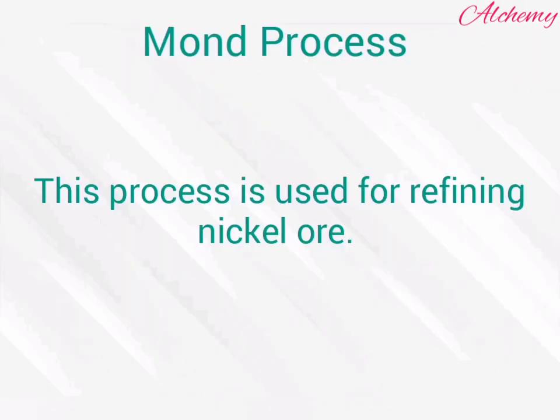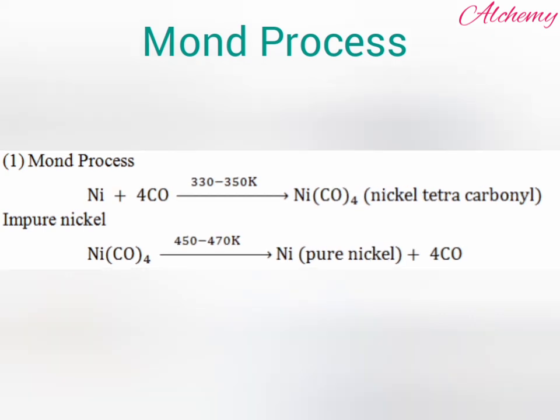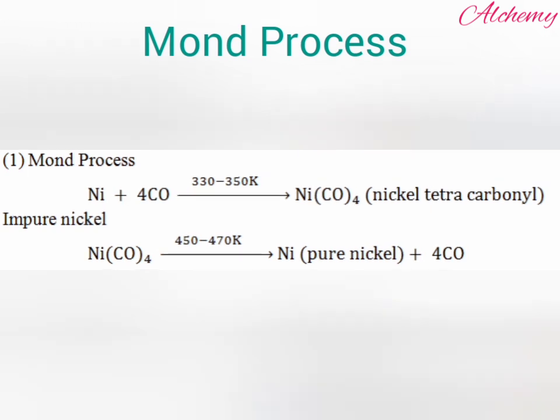Mond's process is used for the refining of nickel ore. In this process, the impure nickel along with the impurities are made to react with carbon monoxide. Only the pure nickel reacts with carbon monoxide at a temperature of 330 to 350 Kelvin to form nickel tetracarbonyl. The nickel tetracarbonyl formed decomposes at a high temperature of 450 to 470 Kelvin to form pure nickel and carbon monoxide.